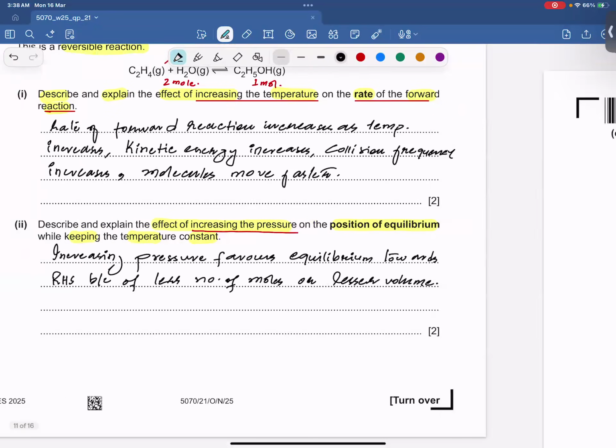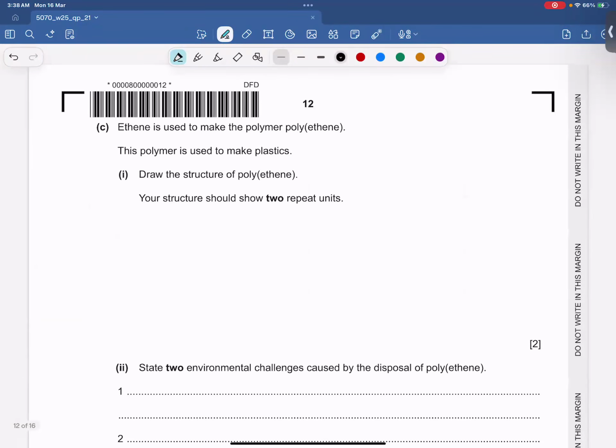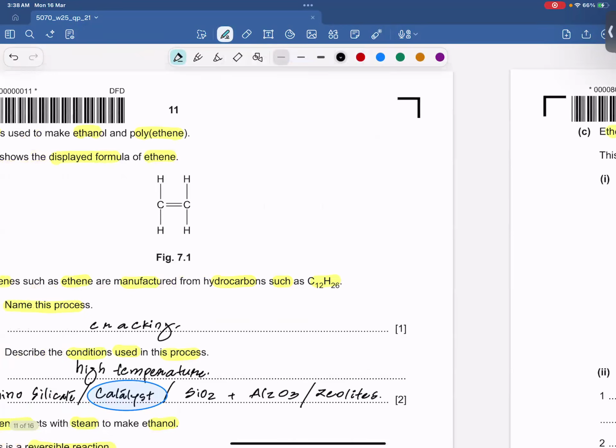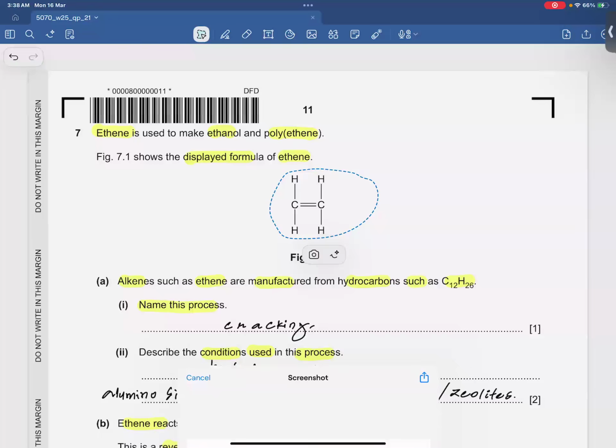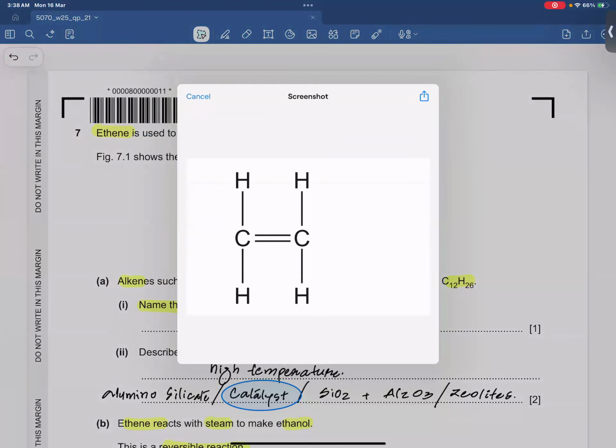Let's move on to the next part of the question. Ethene is used to make the polymer polyethylene. This polymer is used to make plastic bags. Draw the structure of polyethylene. Your structure should show 2 repeating units. I've given you the instruction during theory classes, all right? So let me draw this for you. This is the structure of ethene. Let me copy this structure.